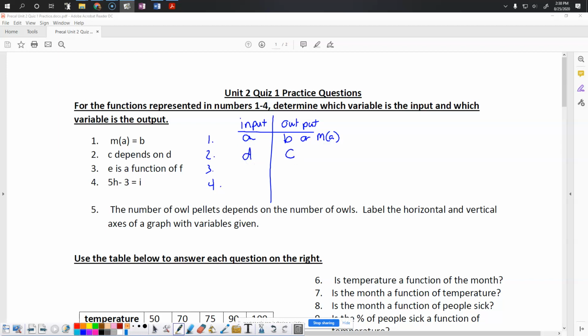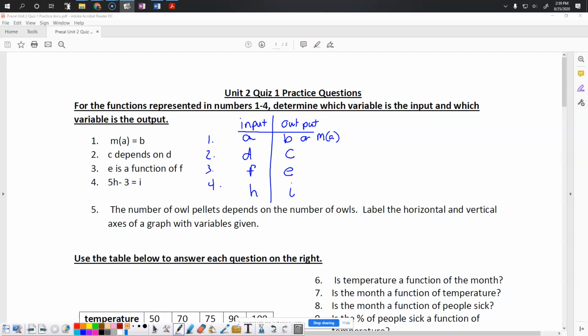And it works for the other way of saying it as well. If I say E is a function of F, it's still the same. The one that comes first is the output. The second one is the input. As for number 4, when it's written out as an equation, the one that's all by itself on one side of the equal sign, that's your output. The one that's all mixed up with the letters and math, that would be the input. So that's identifying input and output.